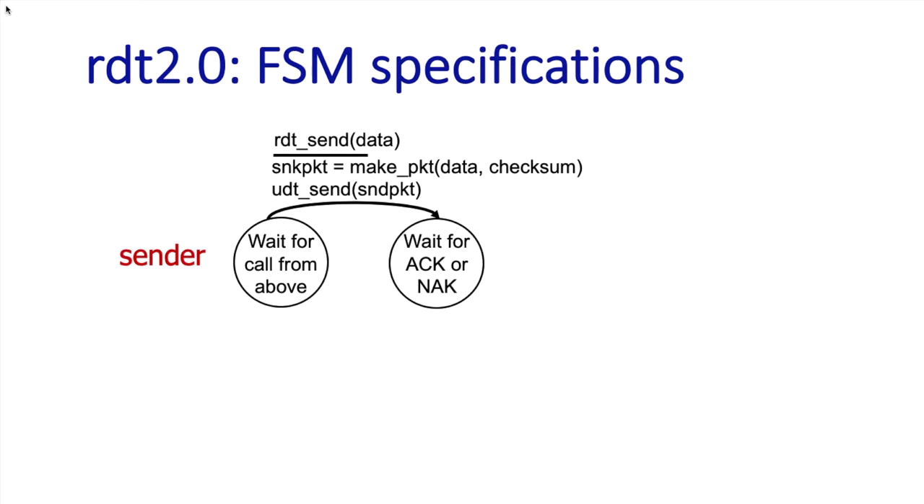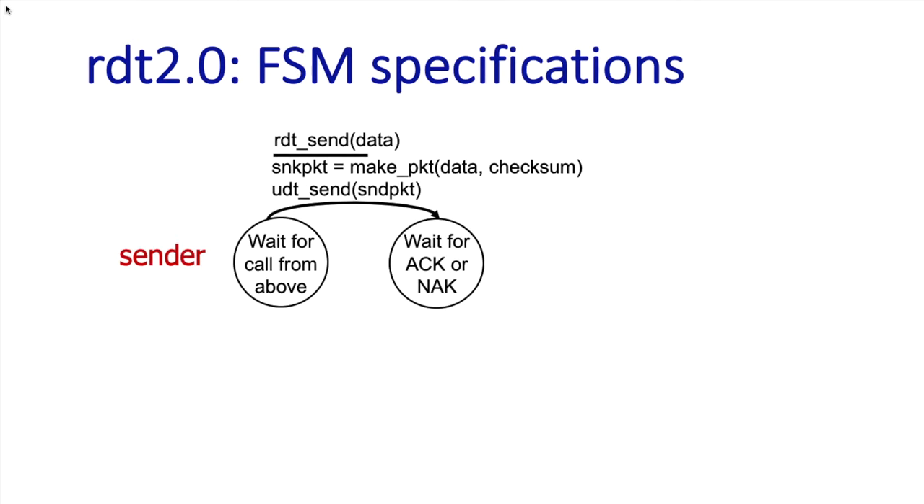On the other hand, if a packet's received and it's not corrupt, we're going to extract the data from the packet, deliver the data to the application layer above, and then finally send a positive acknowledgement back to the sender via the UDT send call.